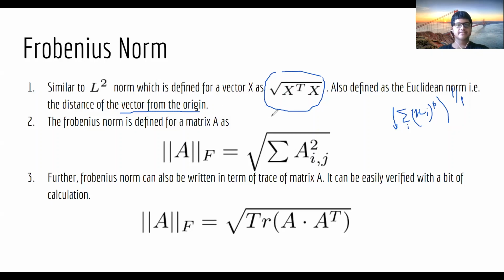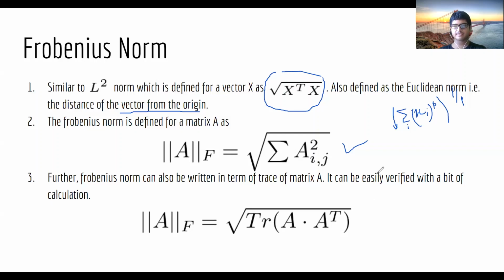Fine. Next, the Frobenius norm of a matrix is extremely similar to the L2 norm. It is denoted by the norm of A with subscript F, written there, and is equal to the root of the summation of a_ij squared, where a_ij is the ijth element. Further, if you manipulate this a little bit, you will find that if you multiply A and A transpose and take the trace of the resulting matrix AA transpose, that is exactly equal to the squared Frobenius norm of the matrix A.